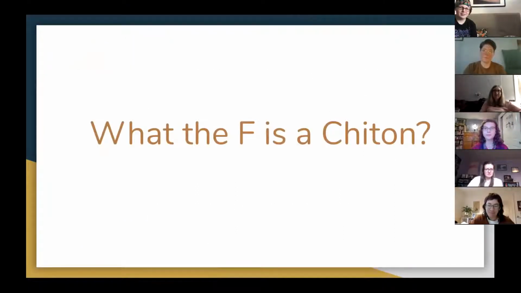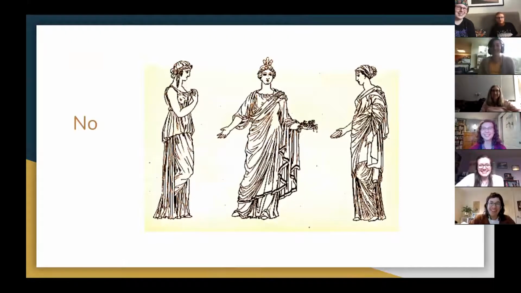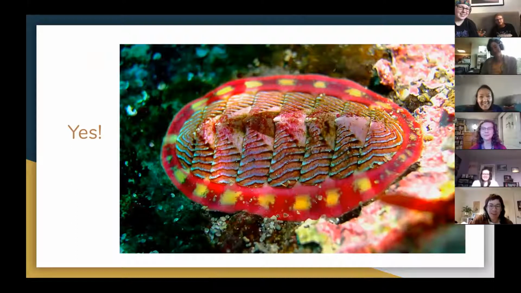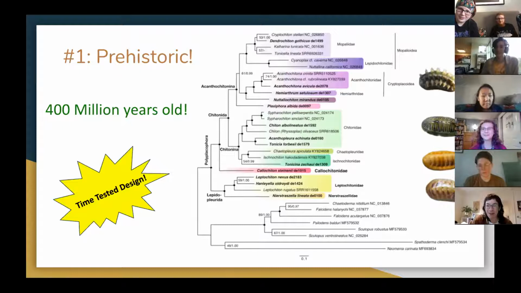Is it a flowy garment worn by the Greeks? Yes, but also no. It's an intertidal mollusk. Hooray! So fact number 1, they are prehistoric. They are 400 million years old. So their form has really sustained throughout.